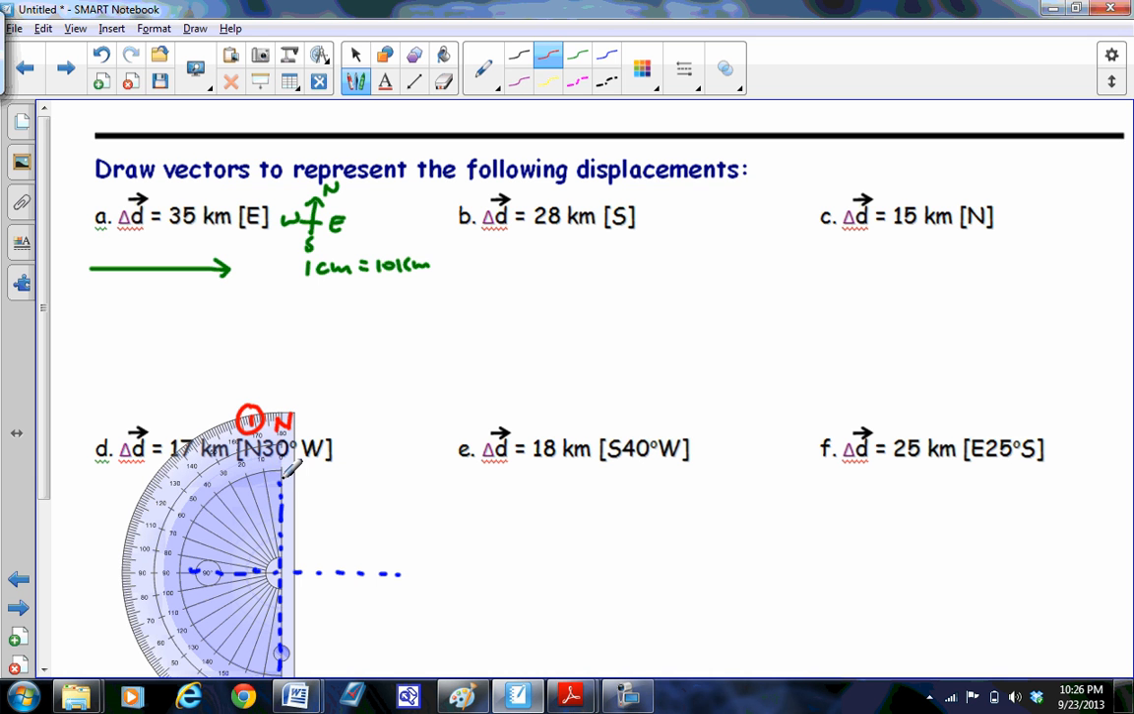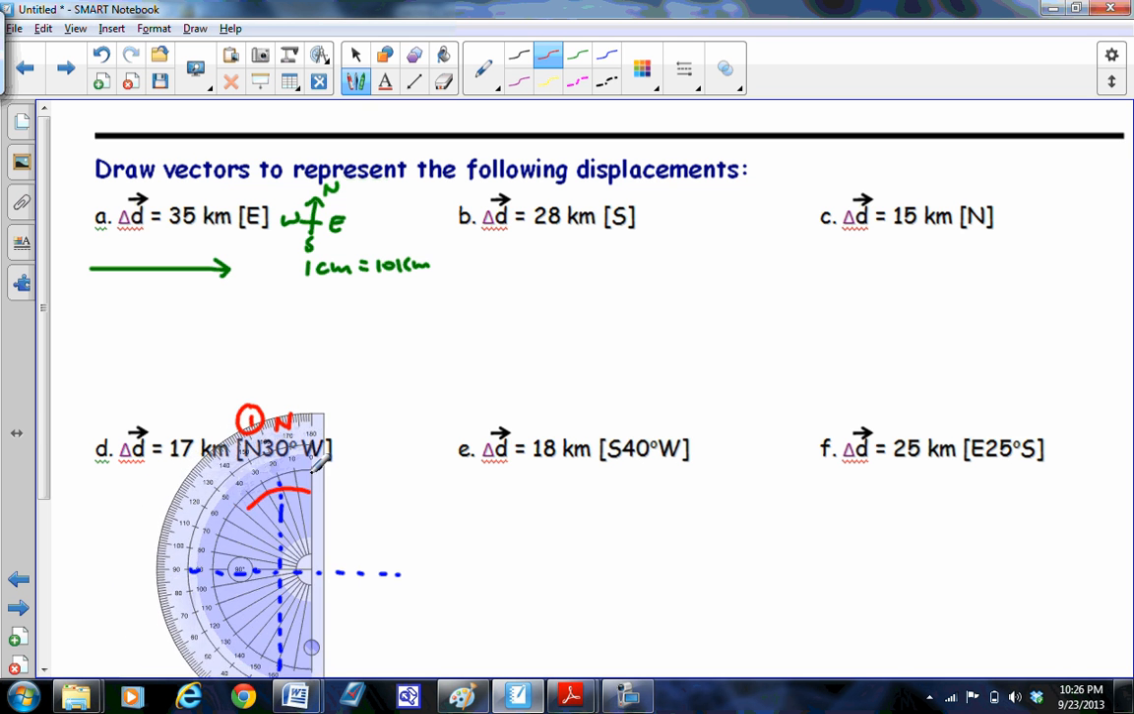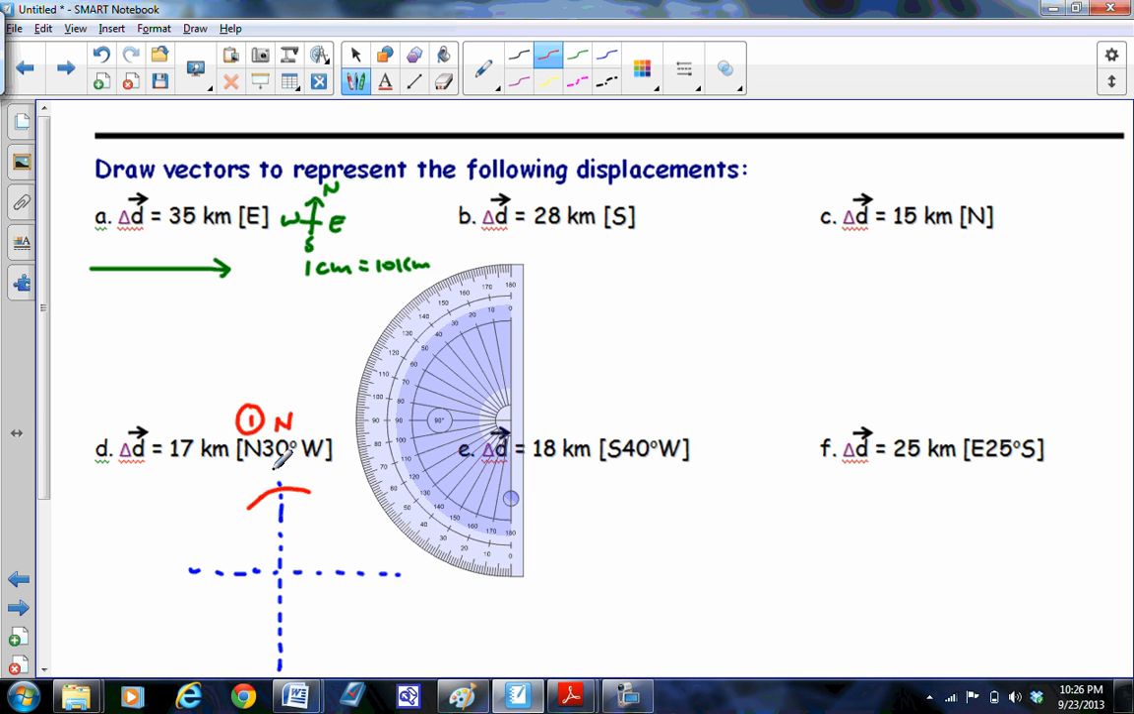My north. Okay, let me try it one more time. 30 degrees over. Let me just move that out of the way. So anyway, what I did is I measured this line 30 degrees over. So it's like this. Okay, let me just do one more time.